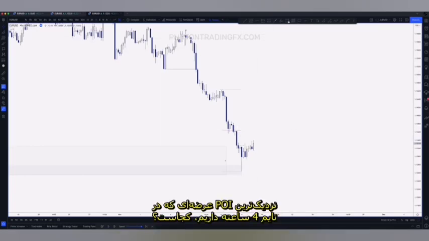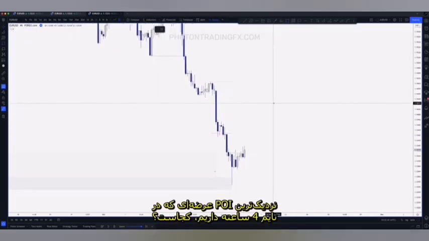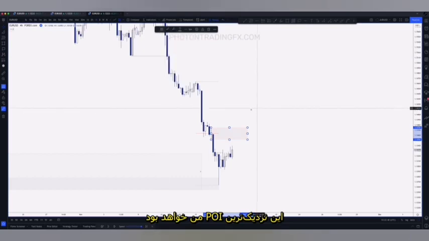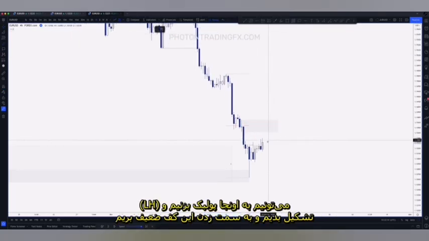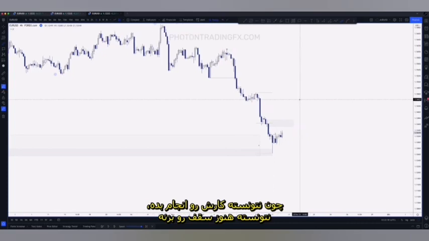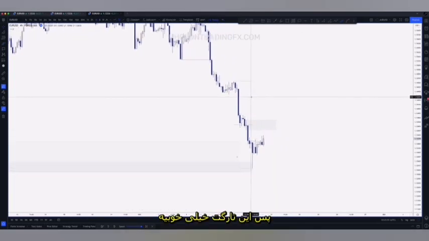Now, what is the nearest supply POI that we have on the 4-hour chart? It would be this bullish buy to sell candle here. That would be my nearest POI, where we could potentially pull back to and form that lower high, and then go on to take this weak low. Why is it a weak 4-hour low? Well, of course, it hasn't done its job. It hasn't taken out that high yet. So that's a pretty decent target.